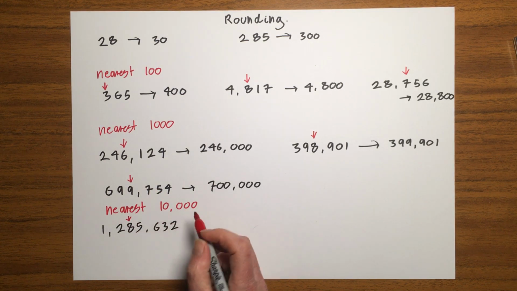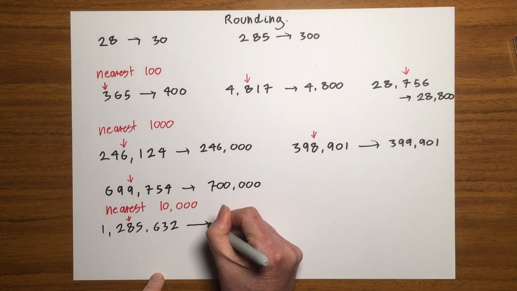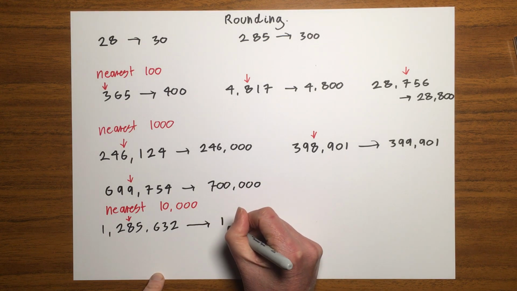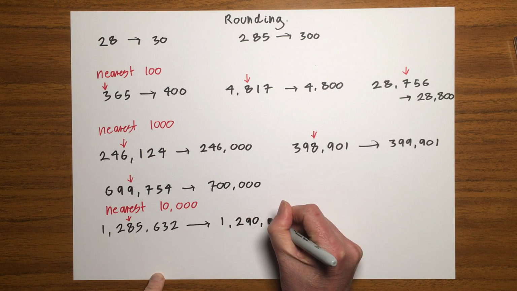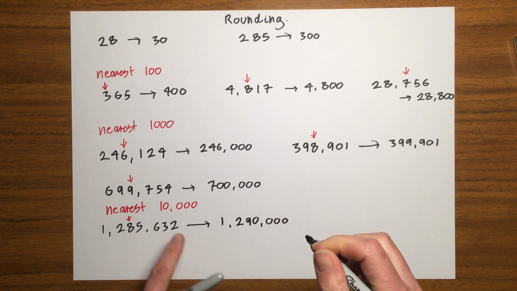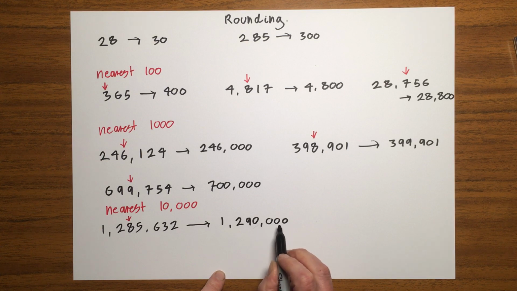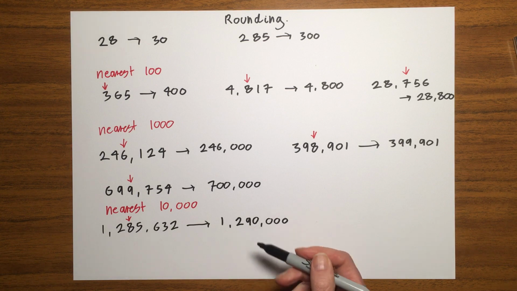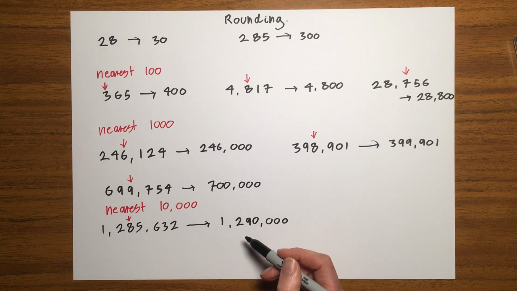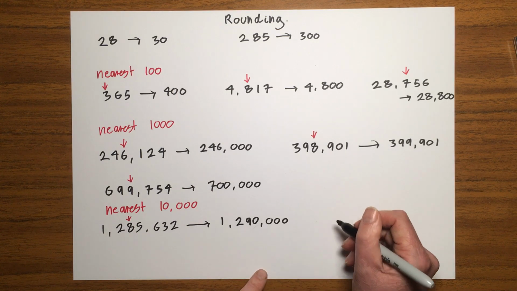Well, we know that with 5s we go up. So I will go up from 80,000 to 90,000 to give me a number of 1,290,000. Remember, we're rounding to the nearest 10,000, so all of these digits here will be zeros, because I'm not interested in what these are, because I'm going to the nearest 10,000, as if I was counting up in 10,000s. 290,000, 300,000, 310,000.